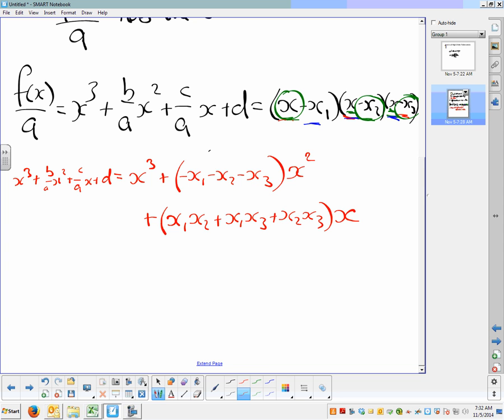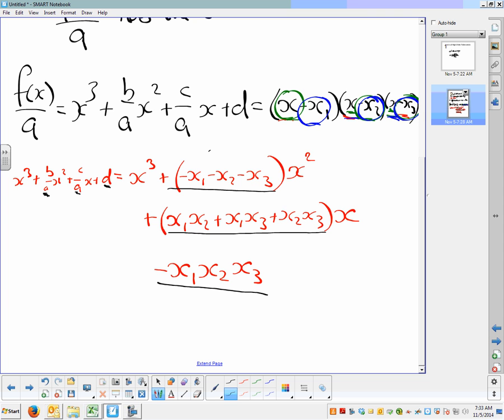And then, lastly, the only way you're going to get no x's involved is if you multiply this term and this term. That's going to be negative x1 x2 x3. So by comparing coefficients, I can make a statement about b over a and this. They must be equivalent. c over a and this, and d over a and this.